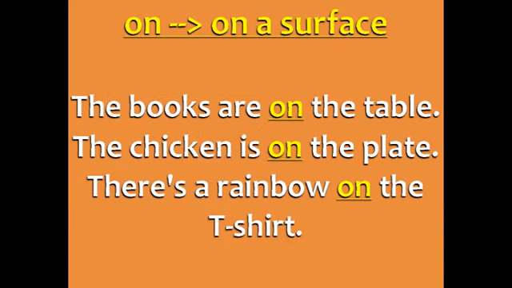Use on when something is resting on a surface. For example, the books are on the table. The chicken is on the plate. There's a rainbow on the t-shirt.